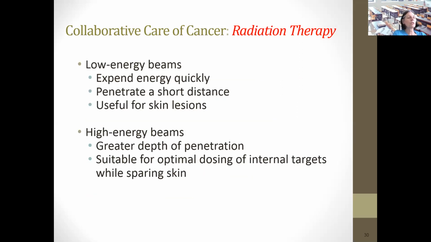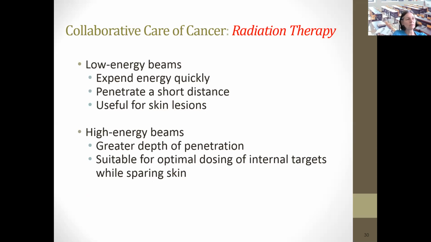Usually the doctor's going to choose a low energy beam or a high energy beam. Low energy beams expend the energy quickly. They only go a short distance and they're good for superficial tumors. High energy beams penetrate deeper and they can get high dosing of internal tumors and they can spare the skin. The low energy beams that have a broad exposure over the skin and only penetrate into the skin, or mostly to the skin, are going to have more skin complications. Radiation can really mess up your skin.